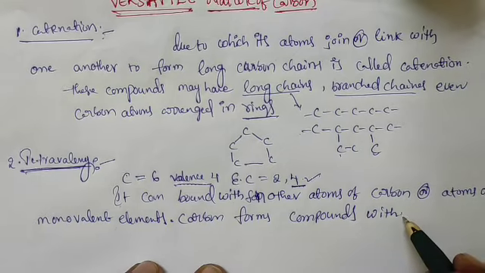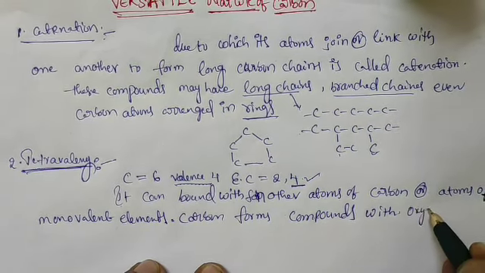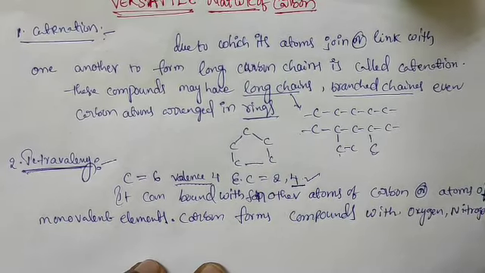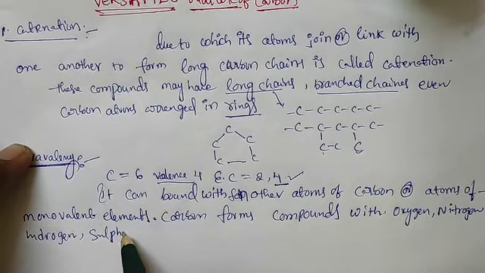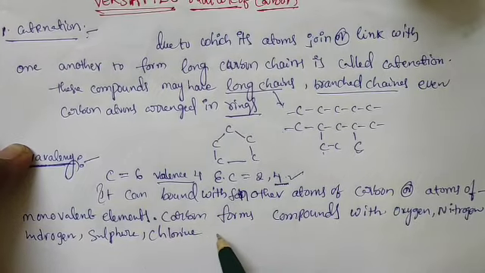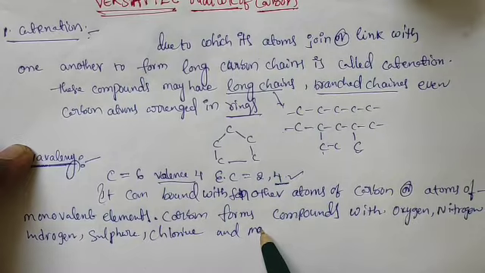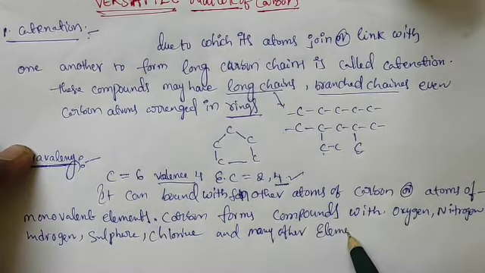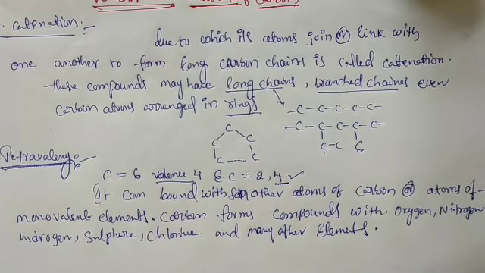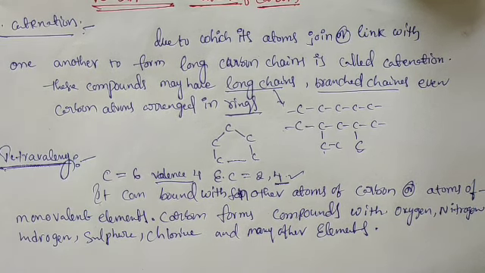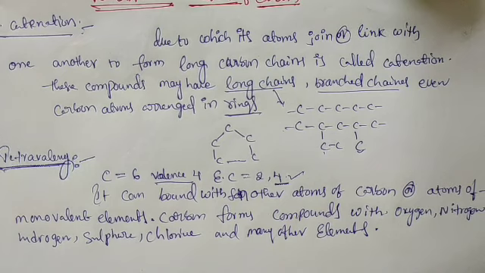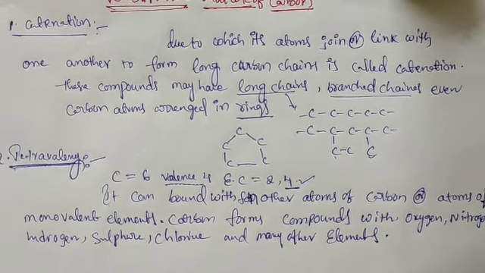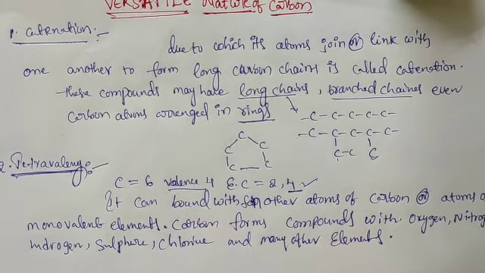Next, carbon forms compounds with which ones? Oxygen, nitrogen, hydrogen, sulfur, chlorine, and many other elements. Carbon will form bonds with carbon atoms only, or with atoms of monovalent elements. Monovalent means valency 1, like hydrogen atoms. Divalent atoms are also there: oxygen. Nitrogen is trivalent, and sulfur is polyvalent. So this is catenation and tetravalency.